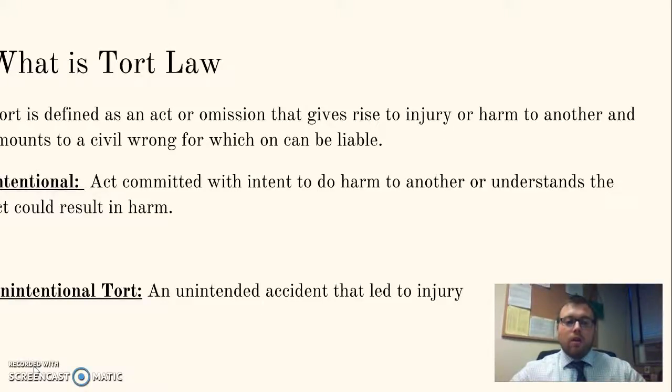What is tort law? Tort is defined as an act or omission that gives rise to injury or harm to another and amounts to a civil wrong for which one can be liable. There are two different types of tort law, intentional and unintentional. Intentional is an act committed with intent to do harm to another or understands the act could result in harm. Unintentional tort is an unintended accident that led to injury.